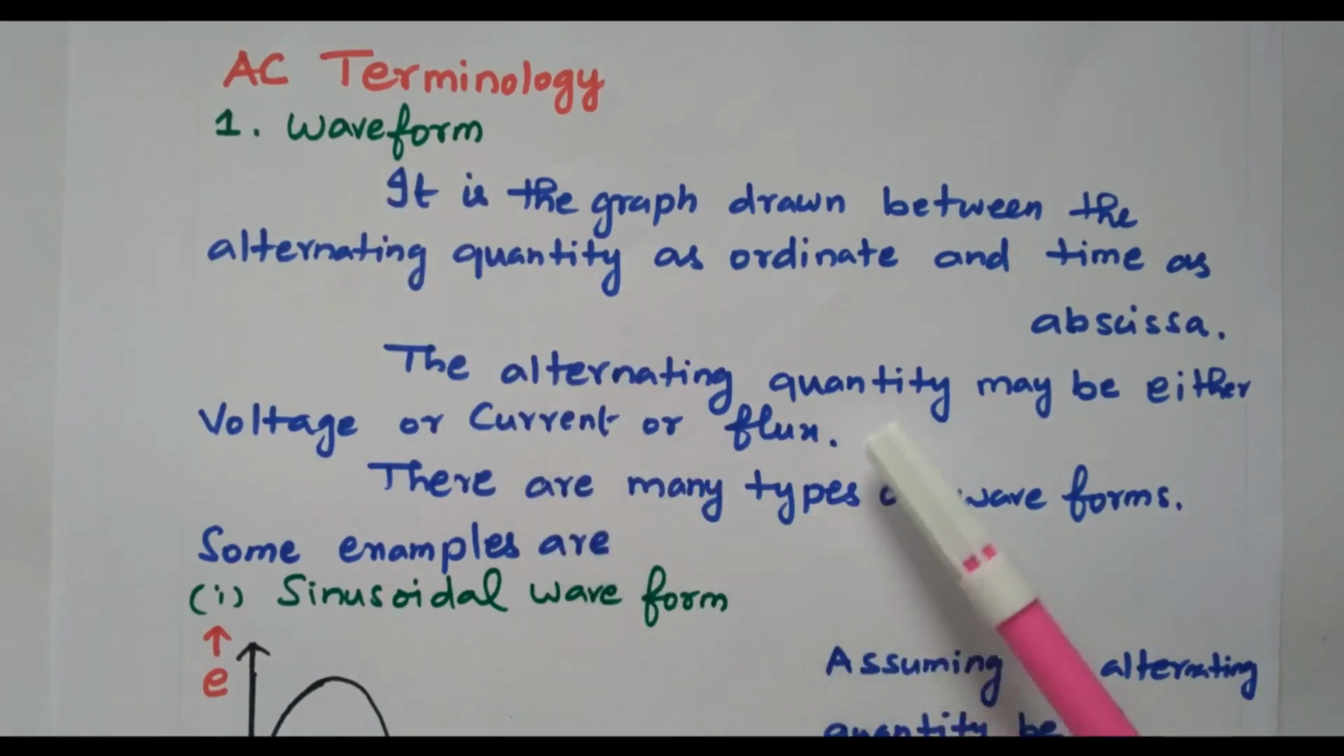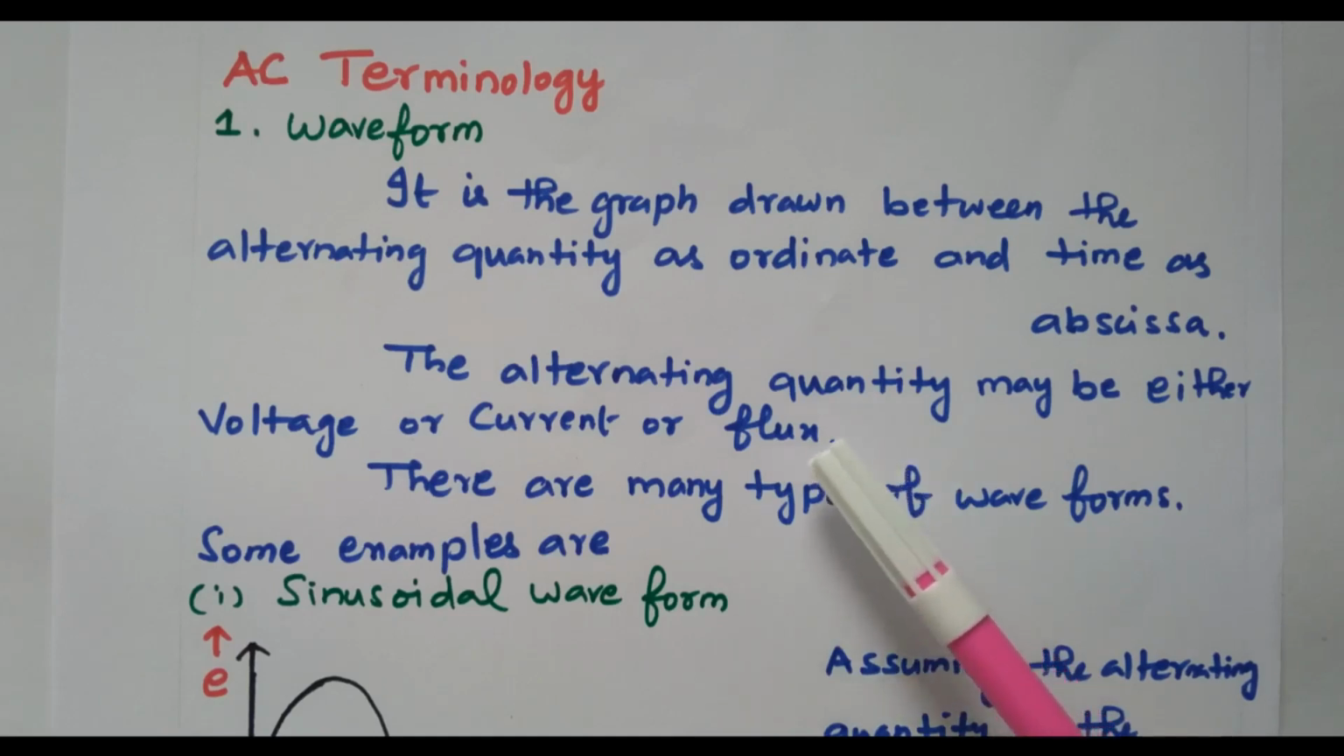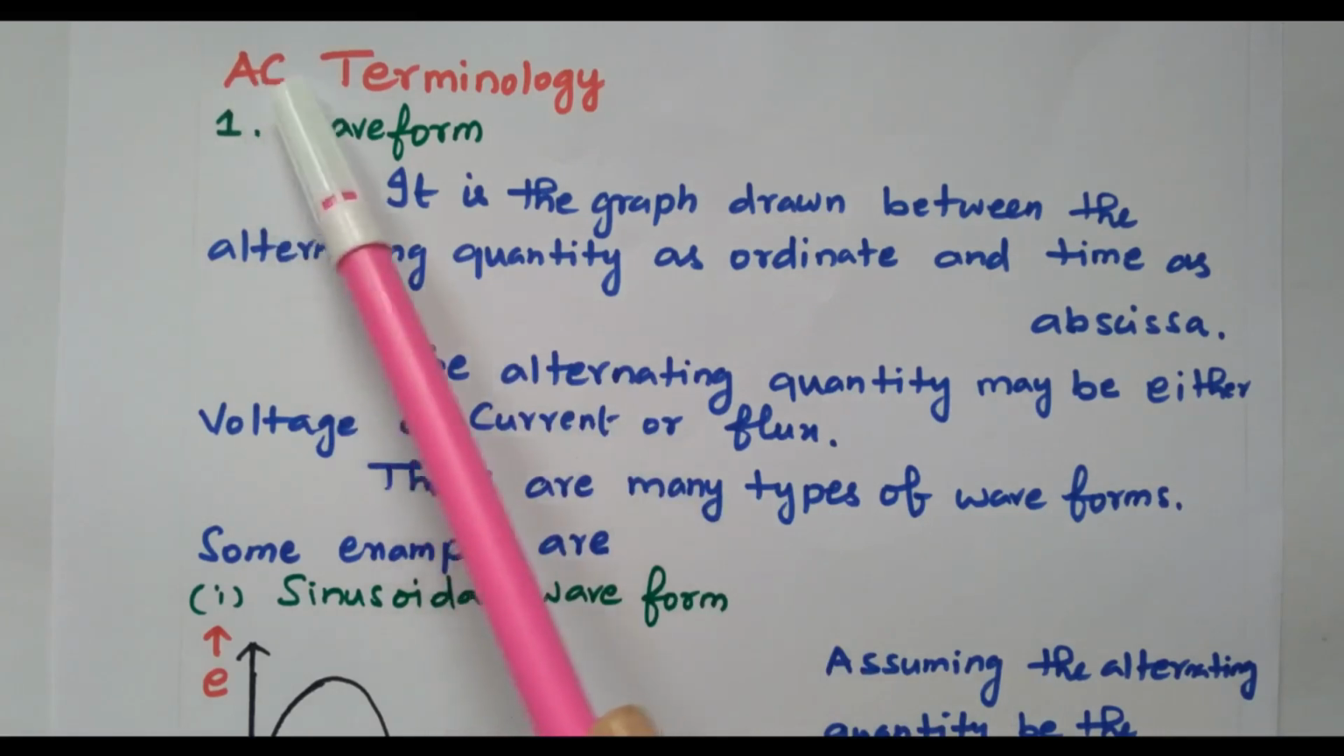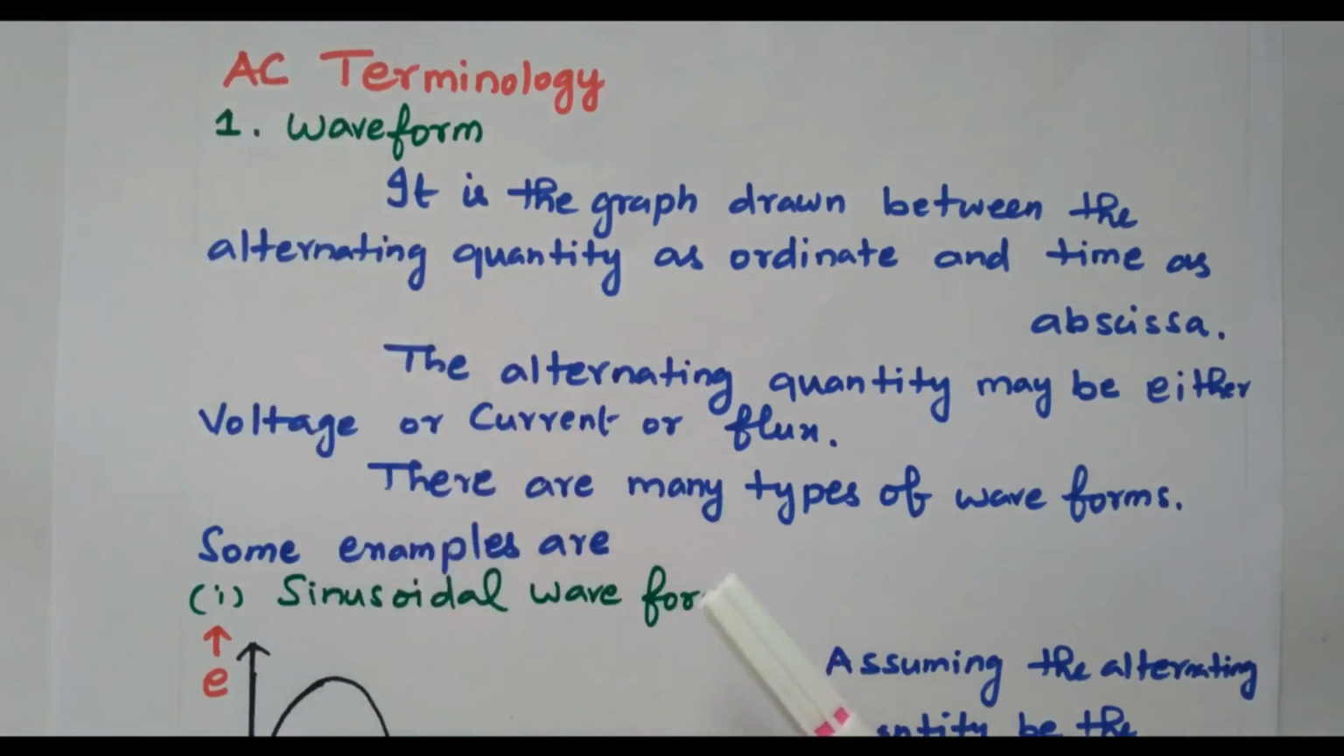In case of DC, the voltage or current is always constant, direct current, always constant irrespective of the time. For any given time, the voltage is constant in case of DC. But in case of AC, alternating current means it keeps on alternating, that is changing from positive to negative with respect to time. So the waveform is very important in case of AC terminology.